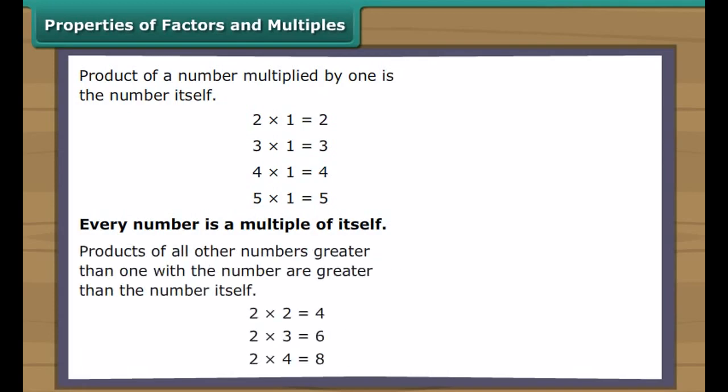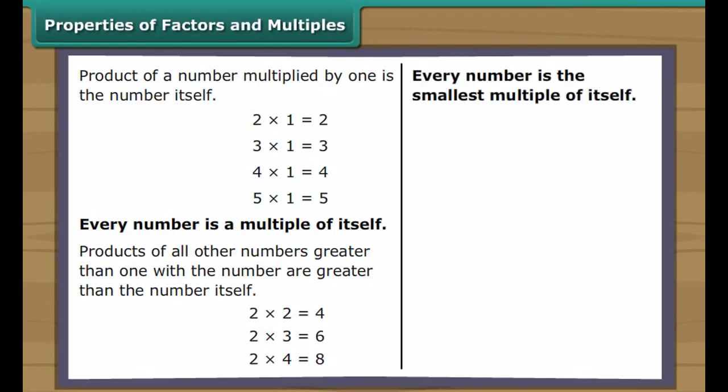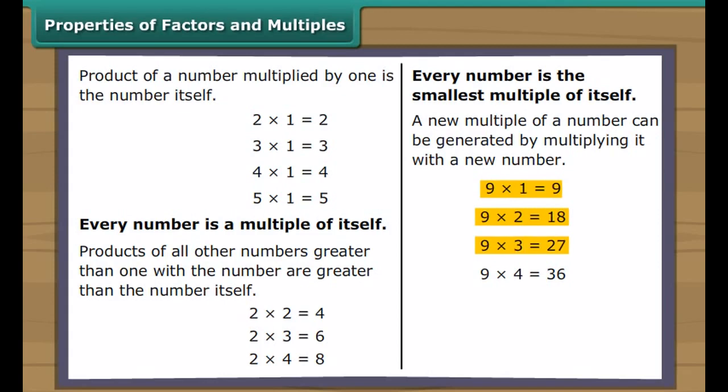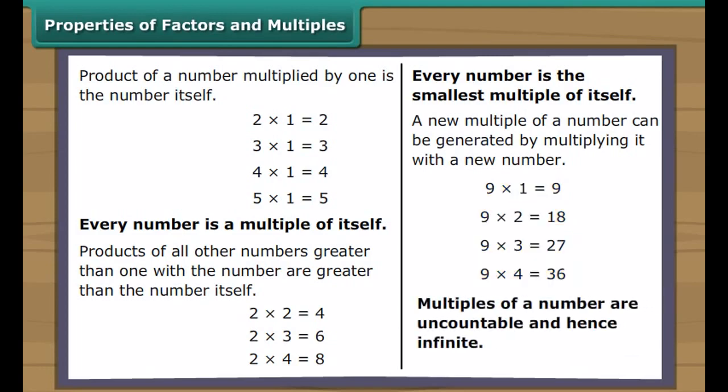Products of all other numbers greater than 1 with the number are greater than the number itself. For example, 2 into 2 is equal to 4, 2 into 3 is equal to 6, 2 into 4 is equal to 8. Therefore, every number is the smallest multiple of itself. A new multiple of a number can be generated by multiplying it with a new number. For example, 9 into 1 is equal to 9, 9 into 2 is equal to 18, 9 into 3 is equal to 27, 9 into 4 is equal to 36 and so on. Therefore, multiples of a number are uncountable and hence infinite.